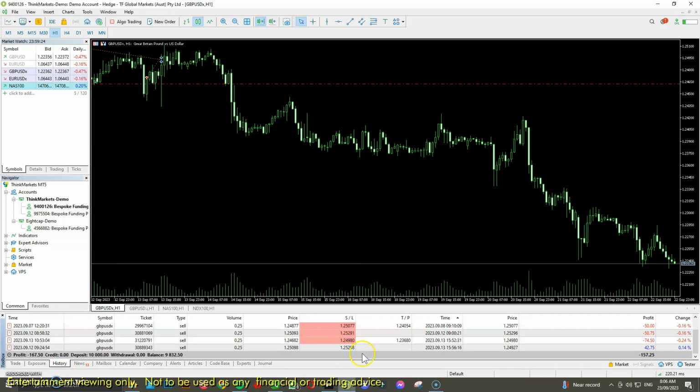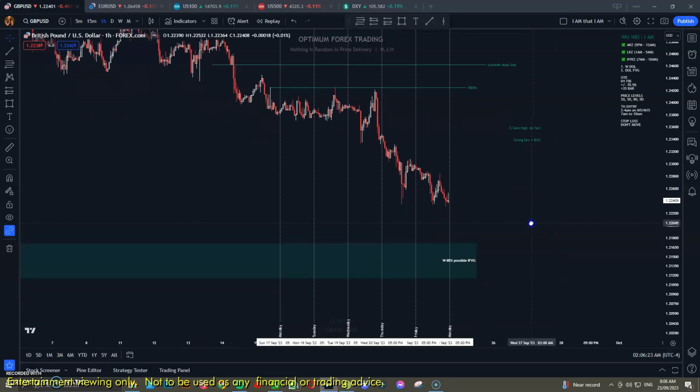Let me go to history. My last entry was on the 13th, actually, sorry, because I closed this after this one was taken out. So my last entry was on the 13th, and I haven't traded since. So I wait for setup. It's really as simple as that.